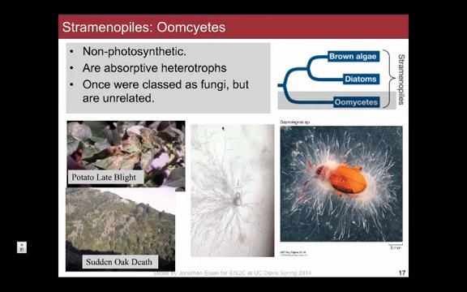The causative agent of potato leaf blight, which was responsible for the Irish potato famines and now this sudden oak death that's going around California and other locations, is a member of this group. You can't really see this that well, but that's a Phytophthora species, which is one of the species that causes these diseases.